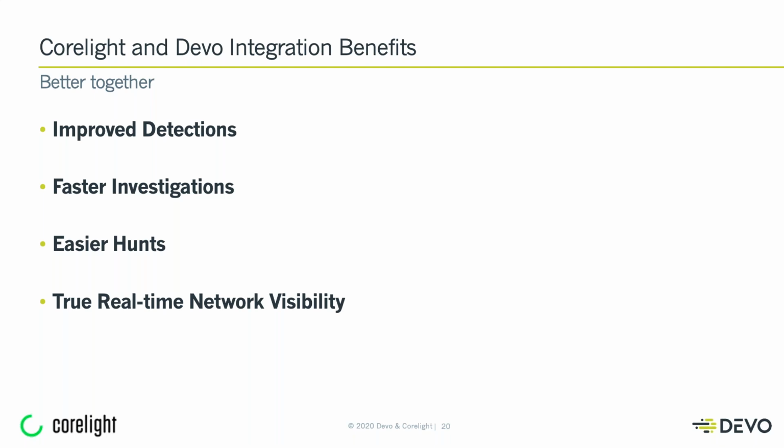Easier threat hunting with Corelight data. Corelight data is a really great source for threat hunting, and joining it with other key security data sources in Devo can really help gain a complete understanding when finding IOCs in your environment. And this is all true real-time network visibility. You're getting real-time network visibility from Corelight, and that's enabling you to do real-time big data security analytics in Devo.